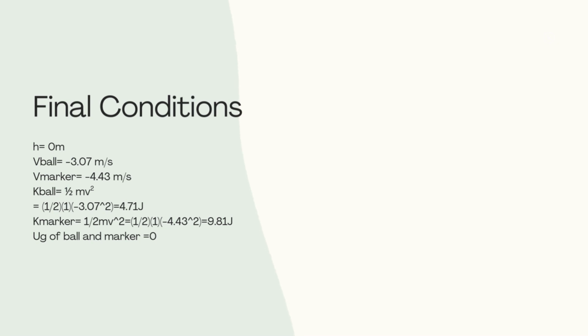And then here are the final conditions that we got. So h would equal 0, the velocity of the ball is negative 3.07, and the velocity of the marker turned out to be negative 4.43. The kinetic energy of the ball, we got 4.71, and the kinetic energy of the marker, we got to be 9.81. And then UG of the ball and marker are both 0.